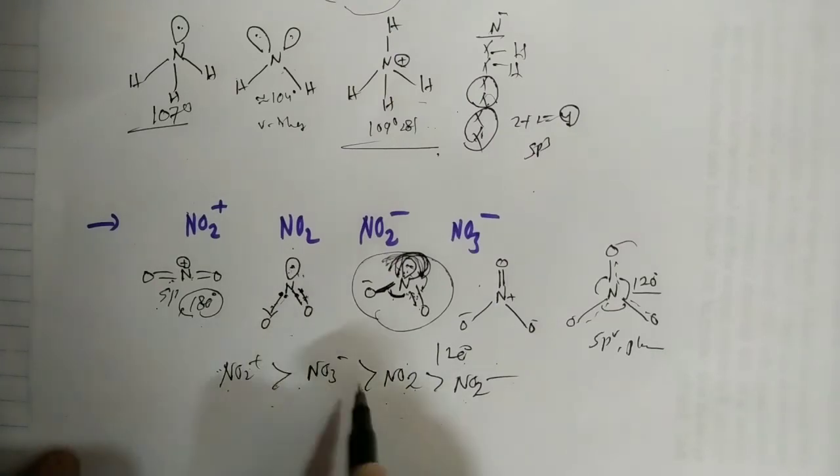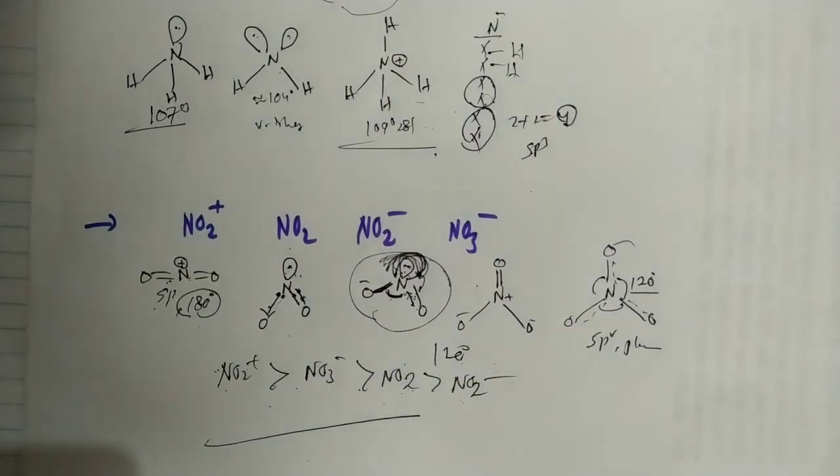Okay, that's it. So those are the bond angles and the factors affecting them. In the next video I will discuss the back bonding effect on bond angles. That is more interesting and very useful for the JEE Advanced examination. Okay, thank you.